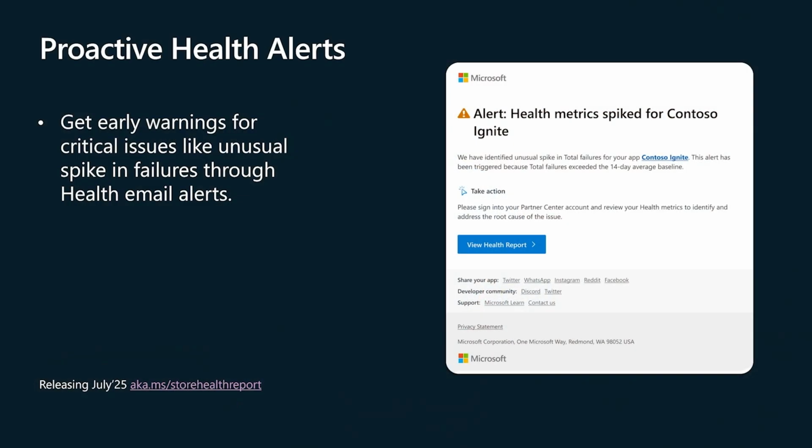To help you detect unexpected issues like sudden spikes in crashes or hangs, we're introducing health alerts. Health alerts are email notifications. They're proactive alerts that can help you catch issues early to minimize the impact, to prevent the snowball effect that impacts your users or hurts your ratings. Note that this feature is coming in July.